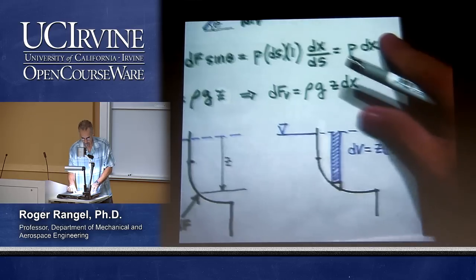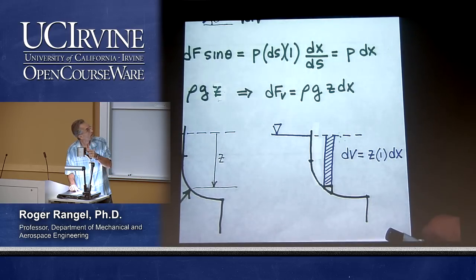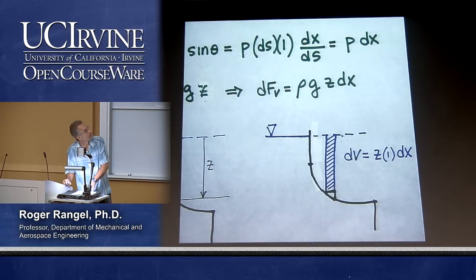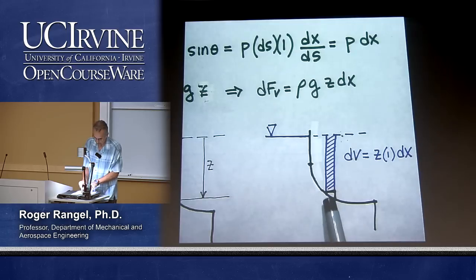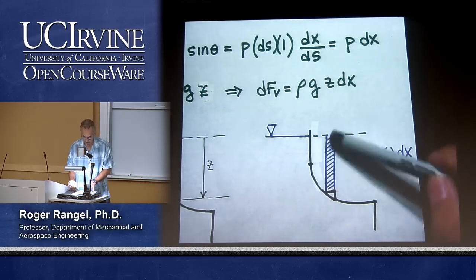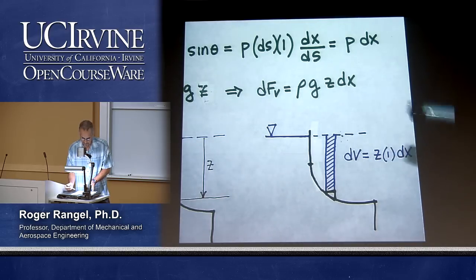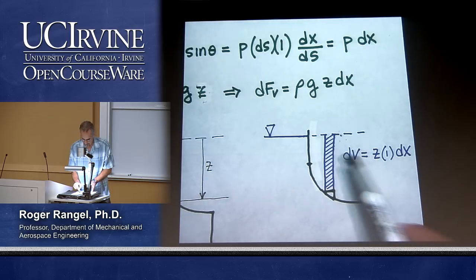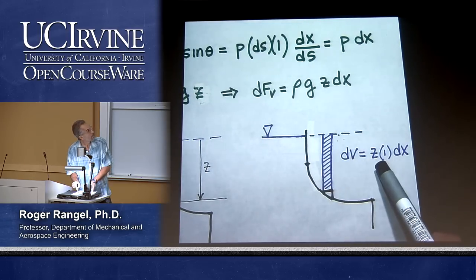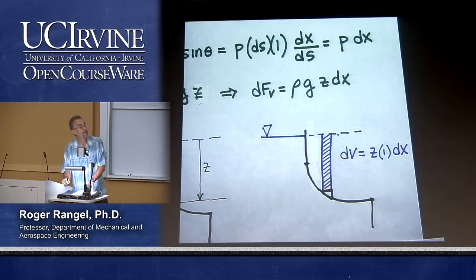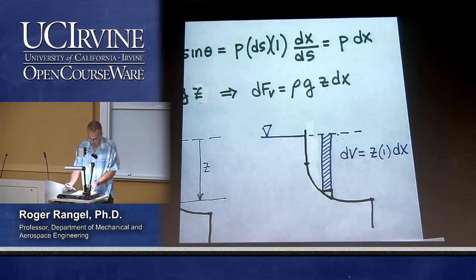I'm going to zoom in on this schematic a little bit. The only thing I have left out is this little volume, which is triangular in the limit, but that would be negligible in comparison with the dV that you see in blue. So in the limit as the differential s goes to 0, the volume represented by the product of z and dx is really the volume of liquid sitting above that differential surface.